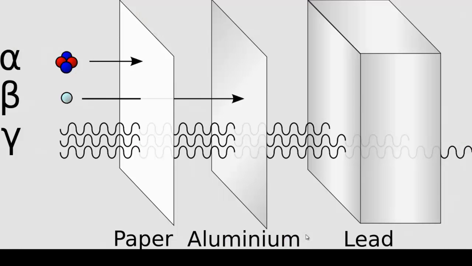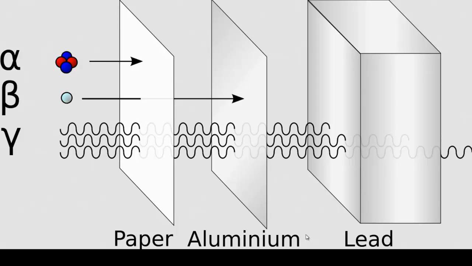All of these have different strengths. So alpha, you can block with a piece of paper, but beta and gamma would go right through the paper. Beta would get stopped by a piece of aluminum foil, but gamma would go right through it. And in order to try and stop gamma, you would need lead.